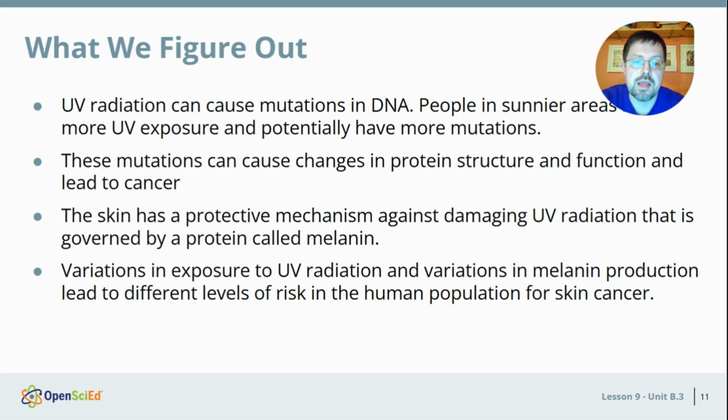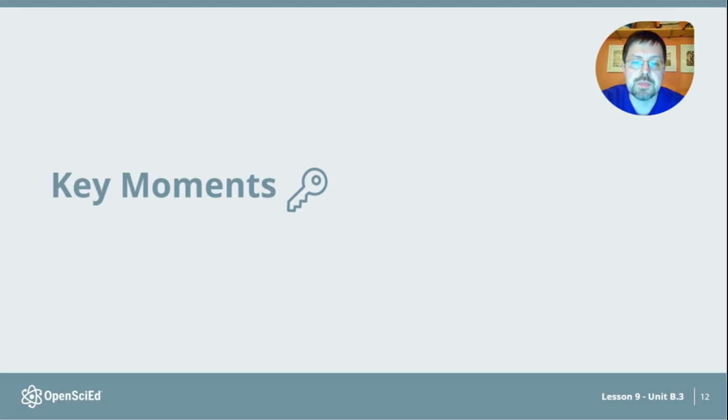The skin has a protective mechanism against damaging UV radiation. That is governed by a protein called melanin. Variations in exposure to UV and variation in melanin production can lead to different levels of risk in the human population for skin cancer. Here are some key moments.